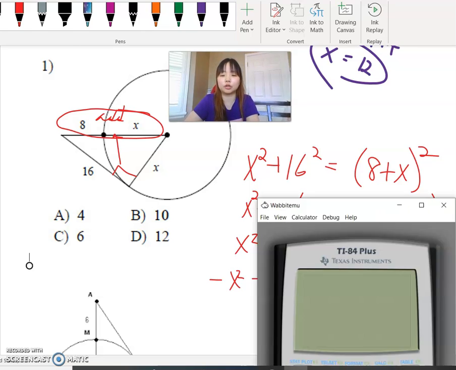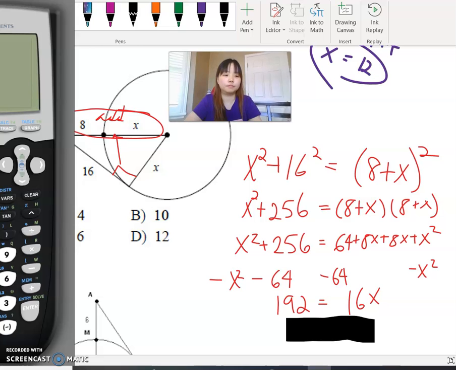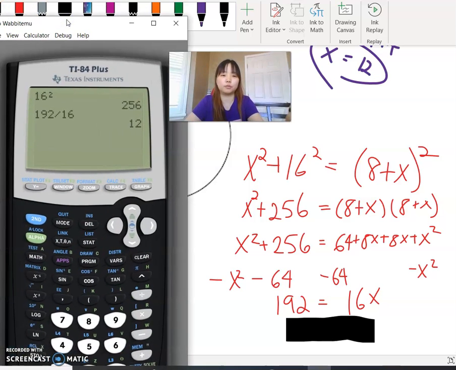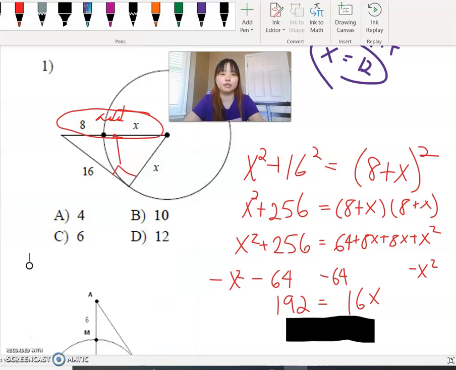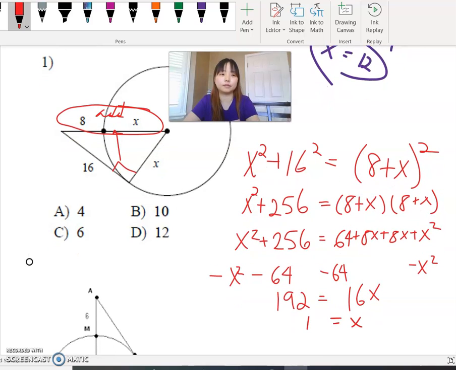And I'm sure I don't have to do the last part, but I did it. It kind of looks like this: 192 divided by 16. So I ended up with 12. Oh man, I ended up with 12. Did you get 12? I got 12. I hope you got 12.